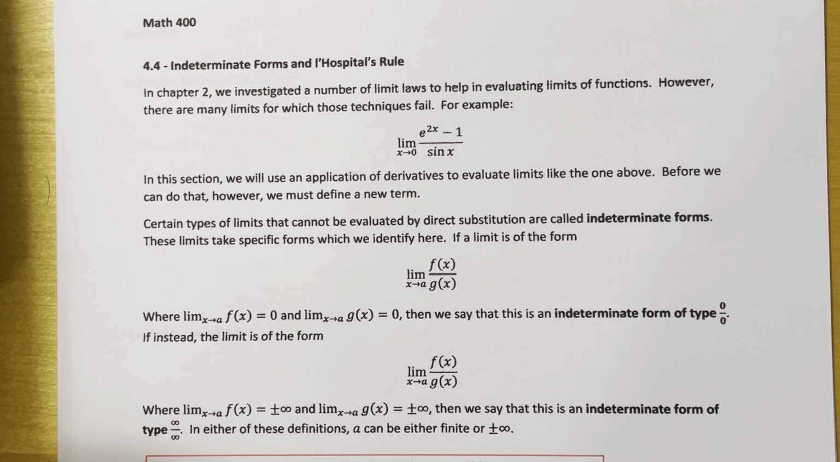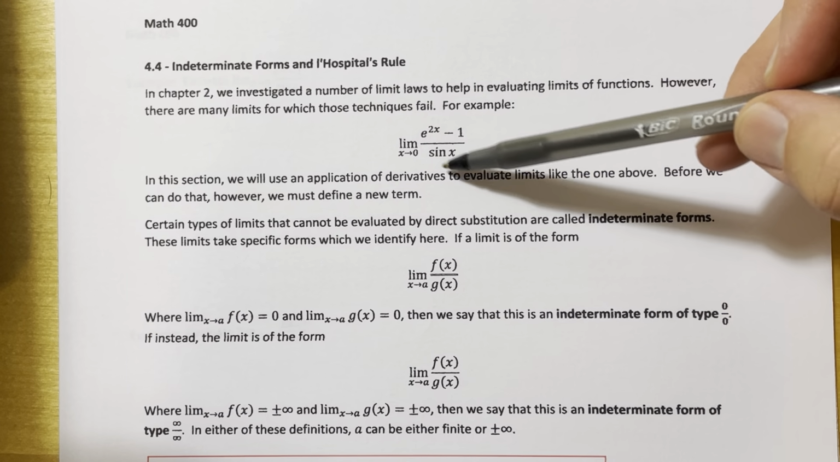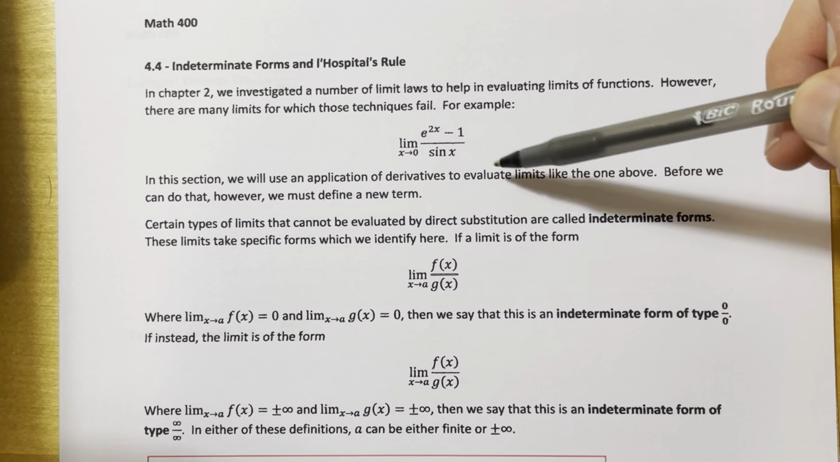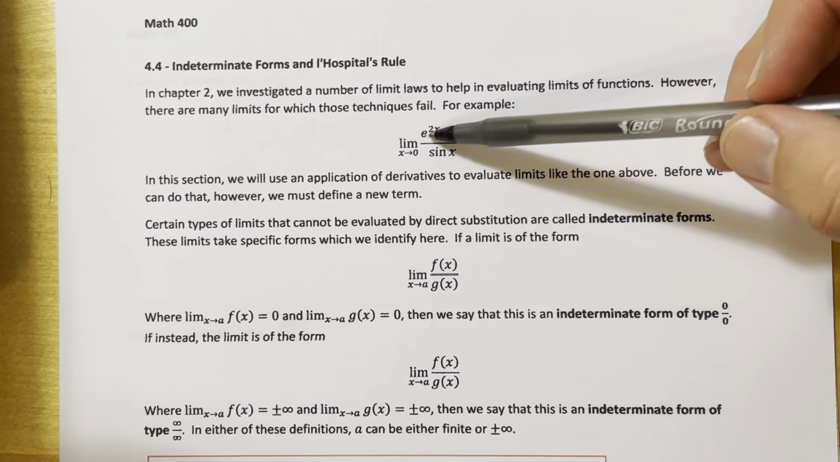The limit as x approaches 0 of e to the 2x minus 1 over sine of x. If you look at the numerator and denominator of this quotient, this rational expression here, if you were to try direct substitution, you would find that you get 0 over 0. And we saw that kind of thing happen a lot back in chapter 2.